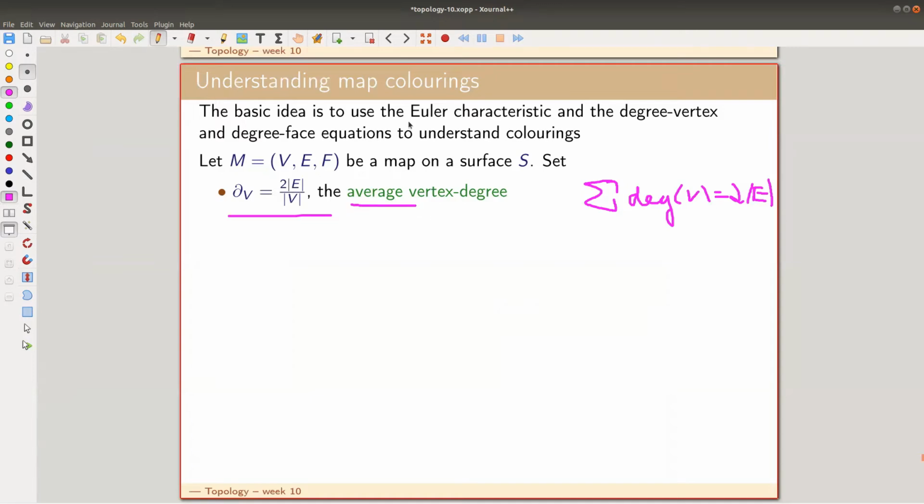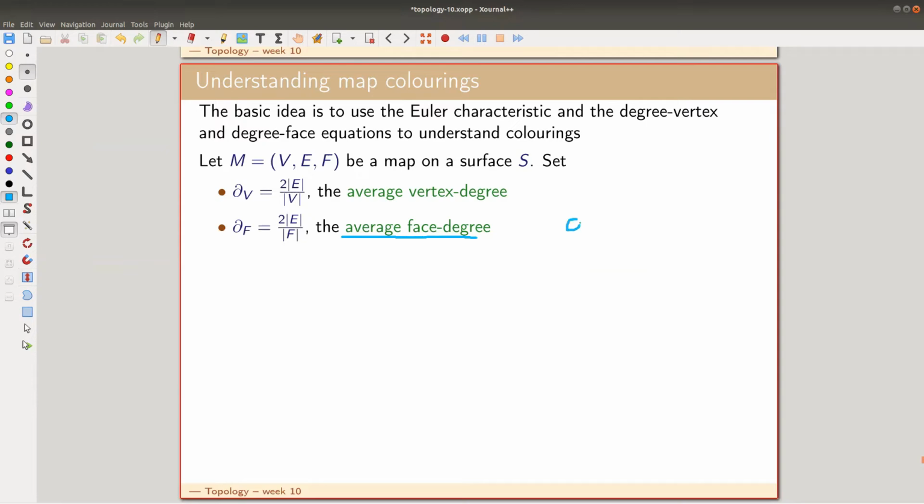Average vertex degree. For a very similar reason, exactly the same reason actually, we have the average face degree. Remember that we had the face formula, the degrees of the faces, the sum of all of them, is twice the number of edges. So again, the average degree of a face is this formula. So delta V is the average degree of vertices, delta F the average degree of a face.